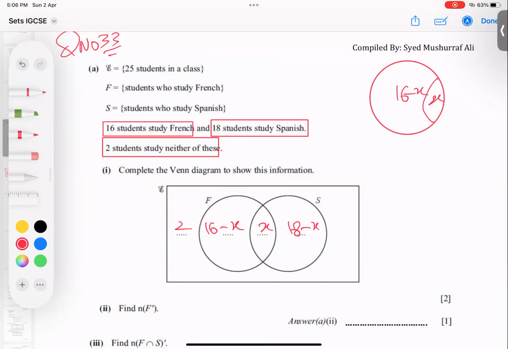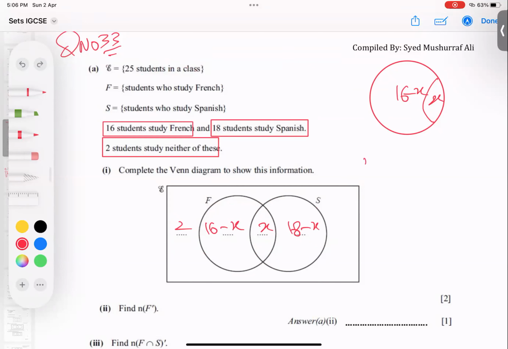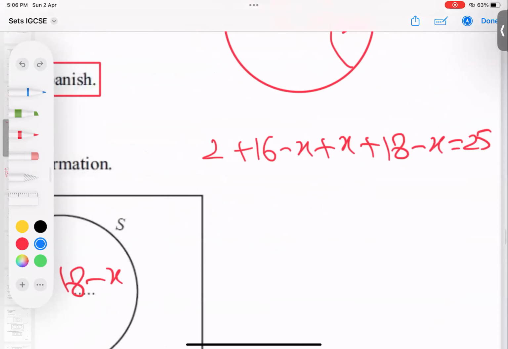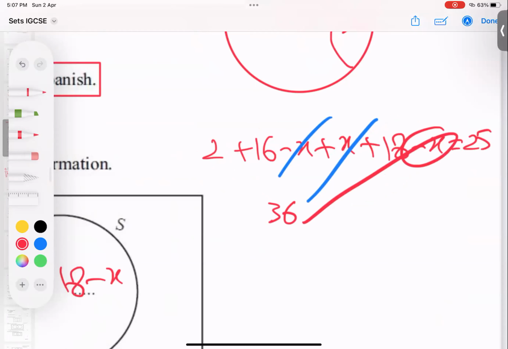And now he said that there are 25 students altogether in the class. So can I say 2 plus 16 minus X plus 18 minus X equals 25? Actually, I added all the numbers and put them equal to 25. Why? Because universal means the sum of all things. So let's try to solve it. This X and X cancel out. So 18 plus 2 is 20, 20 plus 16 is 36, and minus X comes from here.